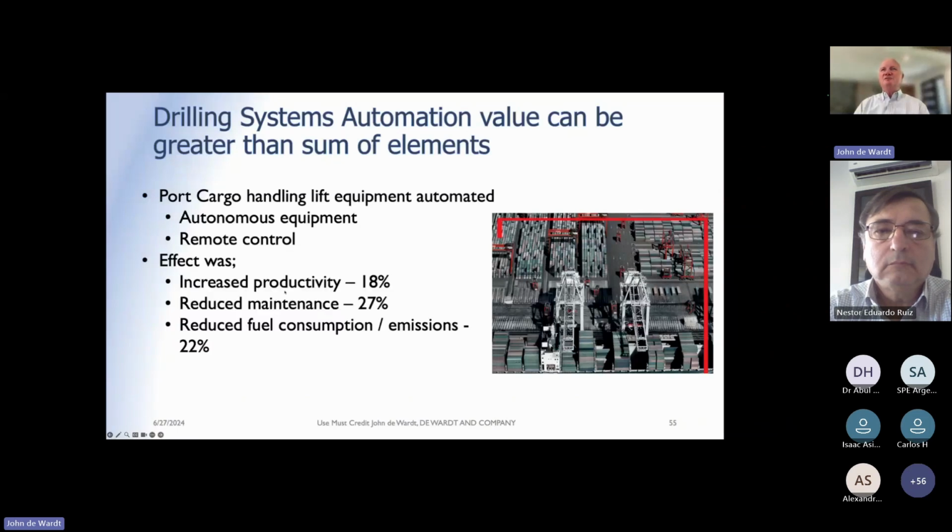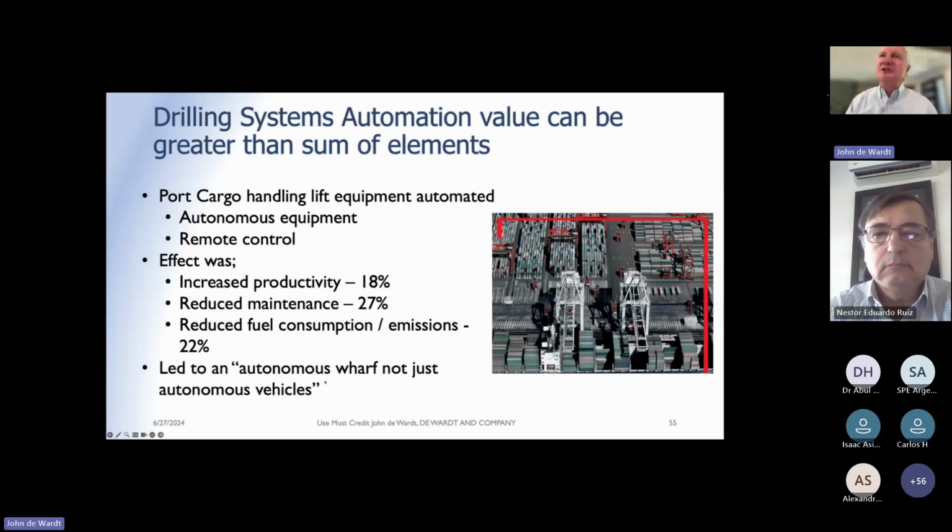And the effect was the productivity went up 18%. So you can imagine that's a huge impact on this situation. Maintenance down 27%, 27%. And fuel consumption down 22% for all the people who want some ESG. And one of the reasons was they turned the lights out because these autonomous systems didn't need to see in the dark. So they said, this is an autonomous wharf, not just autonomous vehicles. So you take remote, you take autonomous equipment, you put them together, you're going to get an autonomous system instead of just autonomous vehicles, autonomous equipment.